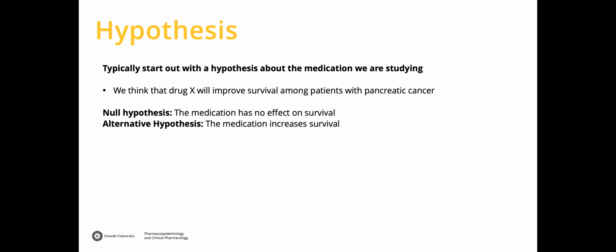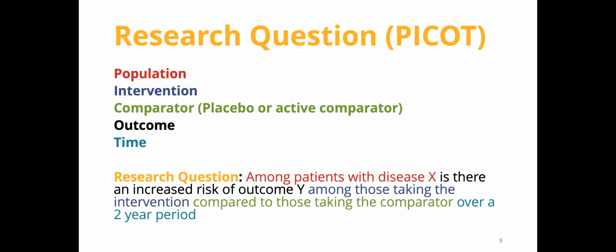compound might be working. So then we move on to our research question, which is related to our hypothesis and is based on our hypothesis about how a new medication might work, but it's slightly different. So it takes on a format called PICO or PICOT. And this is based on the research question, including the population that you're studying, the intervention, and by intervention, I mean what the new chemical compound is that you're studying, the comparator.